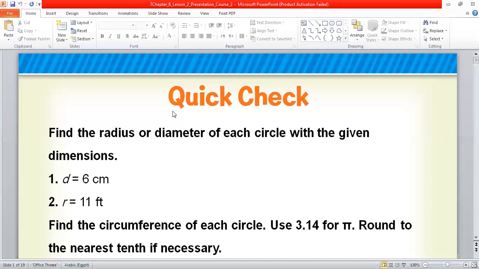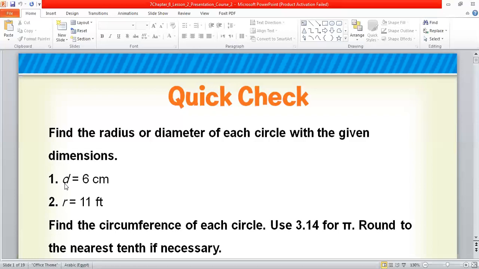So the first question in the quick check says: find the radius or the diameter for each circle with the given dimensions. If he gives me the diameter equal to 6 centimeters, what is the radius? The radius is equal to the diameter divided by 2. So 6 divided by 2 is equal to 3.